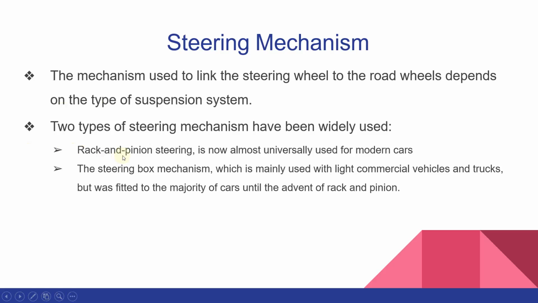One is the rack and pinion mechanism, which is used for almost all the cars. And we also have the steering box mechanism, which was mainly used with light commercial vehicles and trucks. Now, since we have the rack and pinion mechanism, the steering box is confined to larger vehicles. So the most commonly used steering mechanism for lighter vehicles is the rack and pinion steering mechanism.